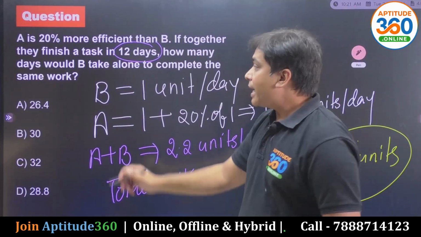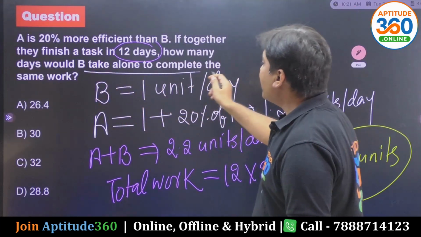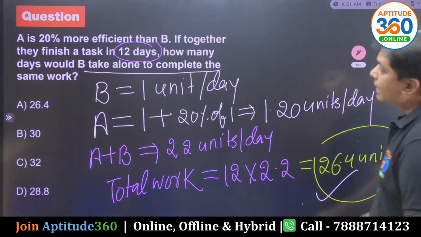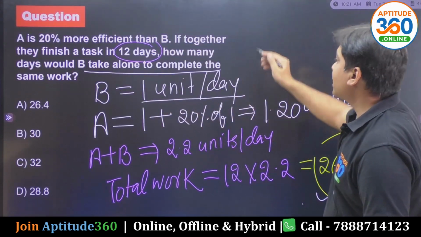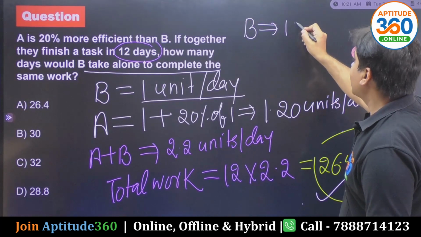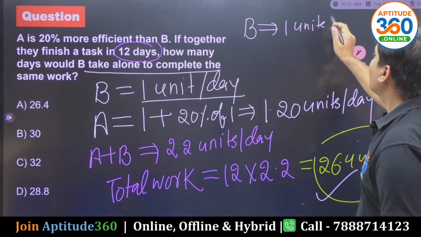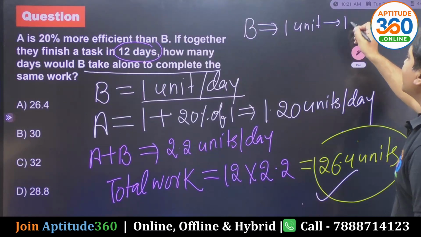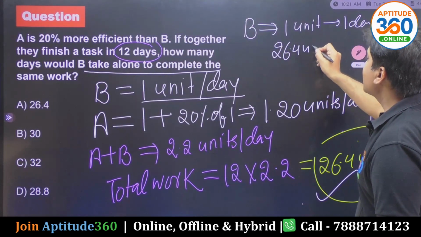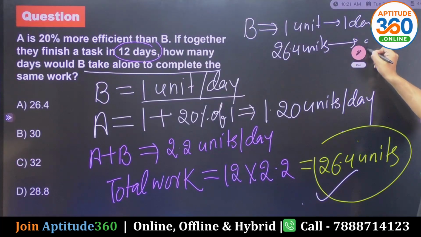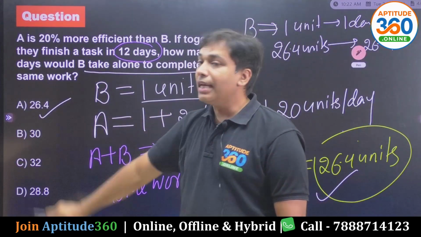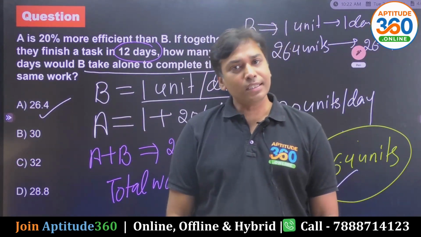Now the problem says how long B would take to complete the work. What is the total work? 26.4, right? And B does 1 unit per day. So B को कितना समय लगेगा भाई? 1 unit करने में B is taking 1 day. So 26.4 units work will be done in how many days by B? 26.4. That is the right answer. Your option number A is the right answer. That's it. Isn't it simple?